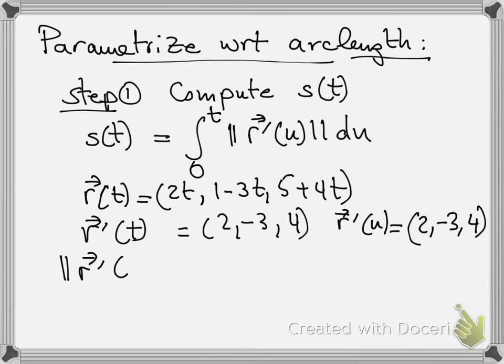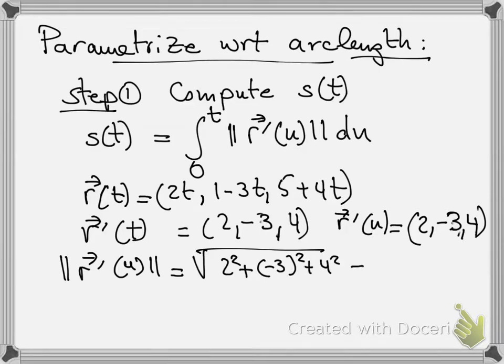If there were a t here, let's say 3 minus 3t, then here it should be -3u, okay? But there's no t, it's just a constant, so you don't need to replace anything. So then the length of r prime of u is the square root of 2 squared plus (-3) squared plus 4 squared. That's 4 plus 9, 13, 13 plus 16 is 29, so the square root of 29.